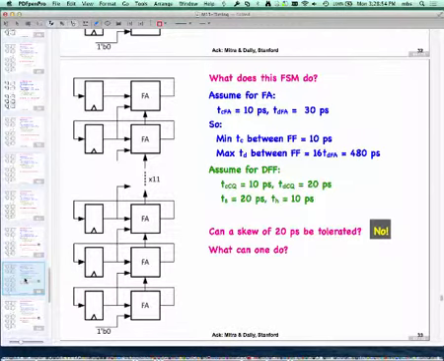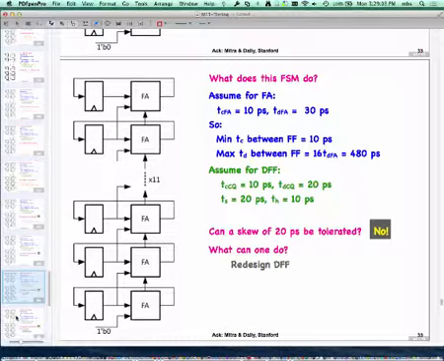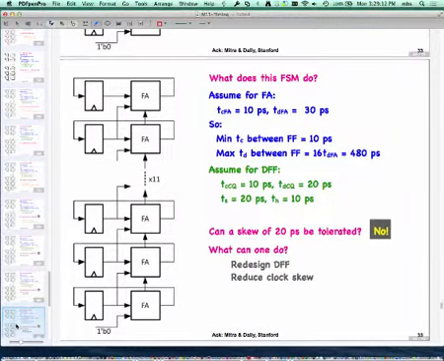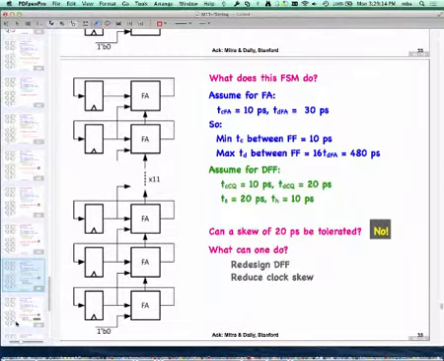What can we do about it? So I certainly cannot slow down the clock. That doesn't help with hold time at all. So what would you do? Well, in this particular case, you'll have to redesign the flip-flop, as in get a flip-flop which has a lower hold time. You can reduce the clock skew. That's another option. We originally had a margin of 10 picoseconds. So if I can reduce the clock skew by 10 picoseconds, from 20 to 10, we will be in shape.